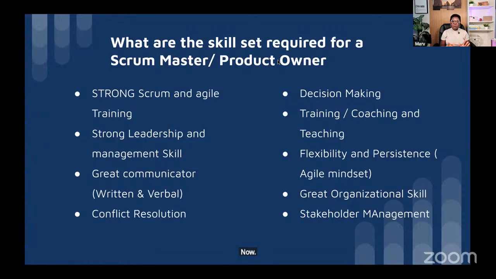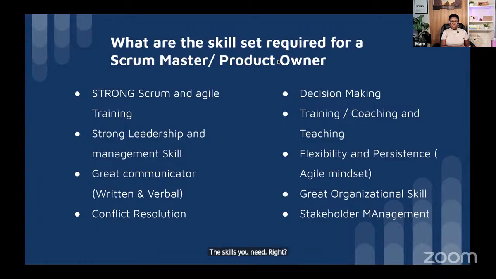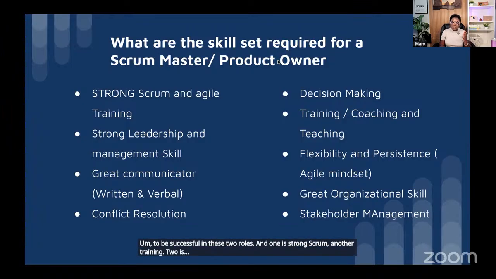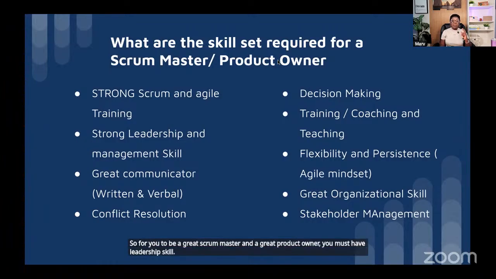Now, for you to become one, you need to have strong Scrum and Agile training, because when you have the training, you will learn what responsibilities are expected of you, what you need to learn and do. But here, I am going to tell you the skills you need. Forget certifications right now. You need to learn certain skills that will help you be successful in these two roles. One is strong Scrum and Agile training. Two is leadership and management skill. For you to be a great Scrum Master and a great product owner, you must have leadership skill. You must have management skill.